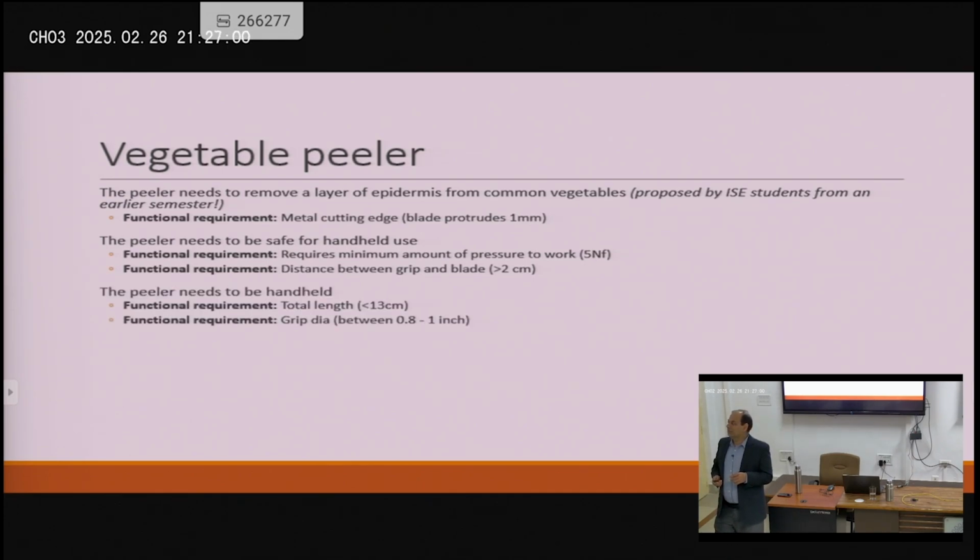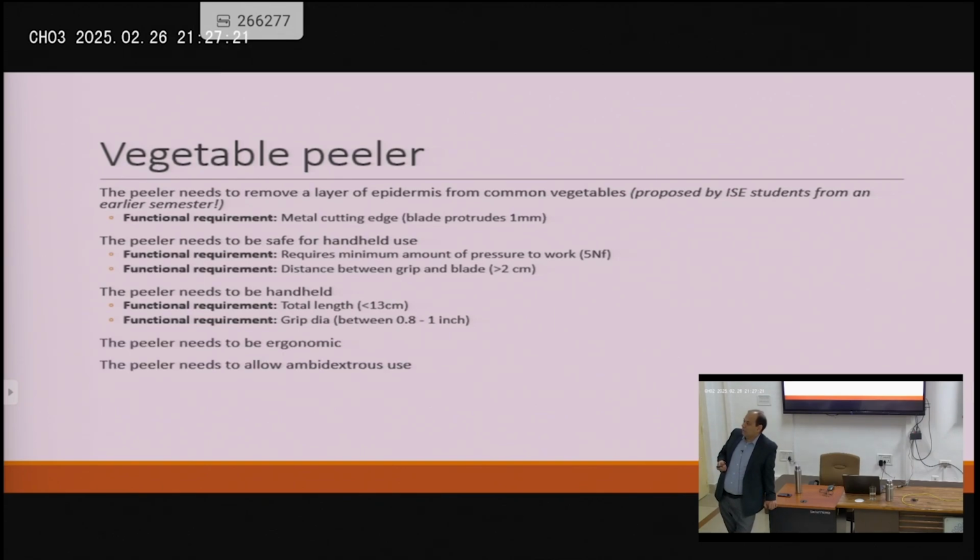Okay, then we say it should be greater than 2 centimeters. It needs to be handheld, which means not too small, not too big. Grip diameter should be comfortable, 0.8 to 1 inch. It needs to be ergonomic, so we can say, okay, use softer materials, have the curve or contour of your hand, and needs to allow ambidextrous use.